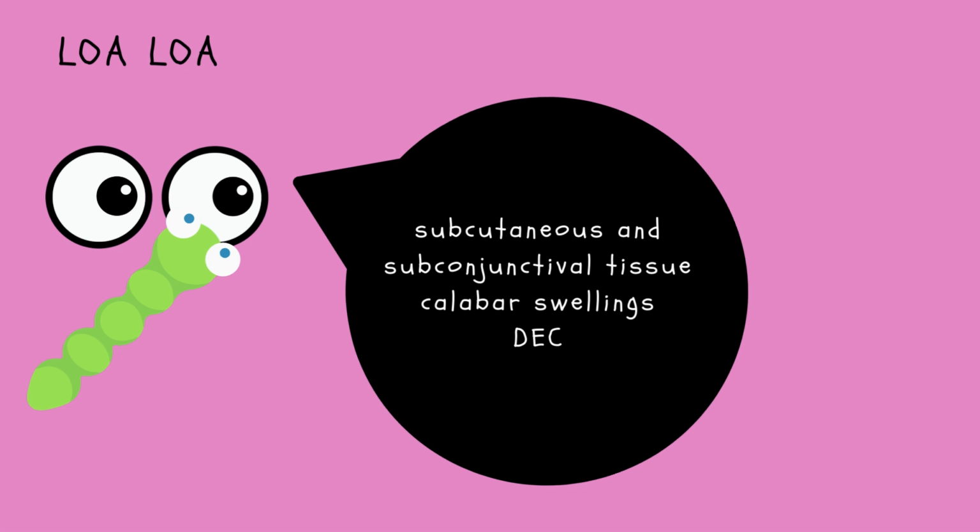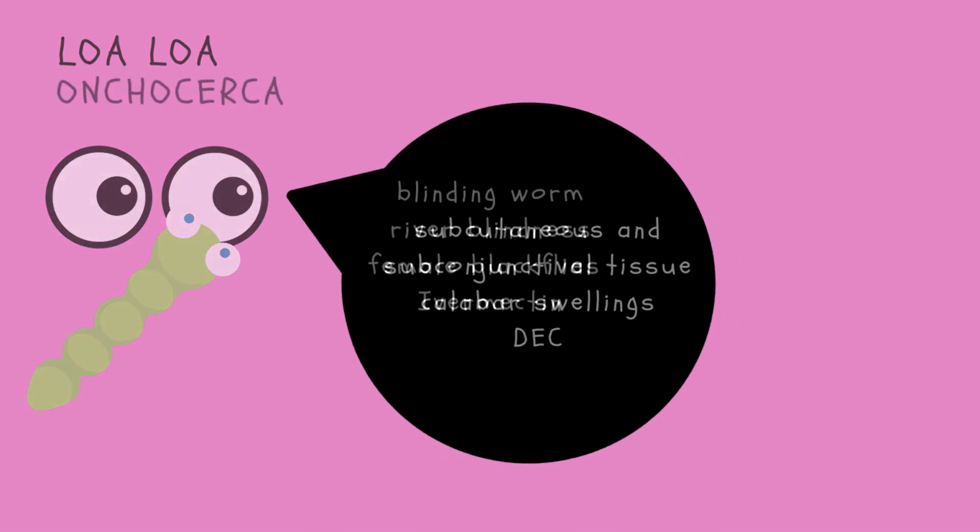Another filarial worm is Loa loa, a cutaneous filarial worm. It affects subcutaneous and subconjunctival tissue. In the subcutaneous tissue there can be swelling, and the worm can also be seen in the eye. It causes subcutaneous swellings, which are called Calabar swellings. Again, treatment is DEC. So for filarial worms, it is DEC.